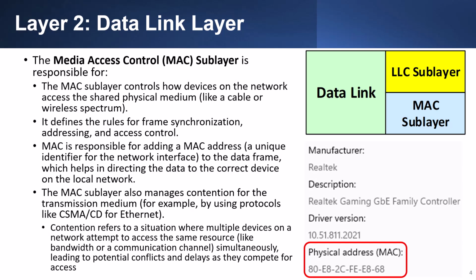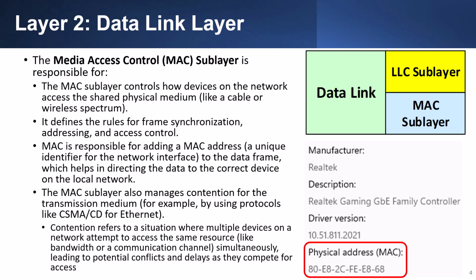The Media Access Control, or MAC sublayer, is responsible for controlling how devices on the network access the shared physical medium, like the cable or wireless spectrum. It defines the rules for frame synchronization, addressing, and access control. MAC is responsible for adding a MAC address, which is a unique identifier for the network interface, to the data frame, which helps in directing the data to the correct device on the local network.